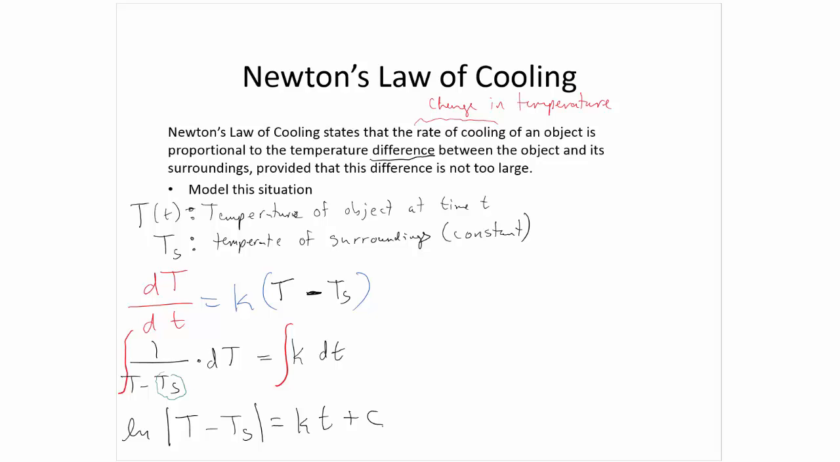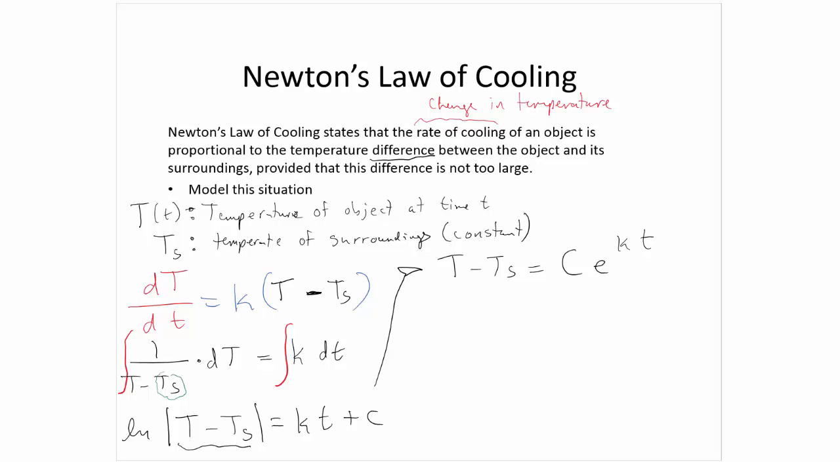Now let's make the assumption that the temperature of the object starts at a higher temperature than that of the surroundings, and so our object is cooling. And what that implies then is that T minus Ts is positive, so then I really don't need that absolute value bar. And so then, exponentiating both sides like we did before, I can then write that T minus T sub s is equal to a constant times e to the kt. I used that same trick that I did before.